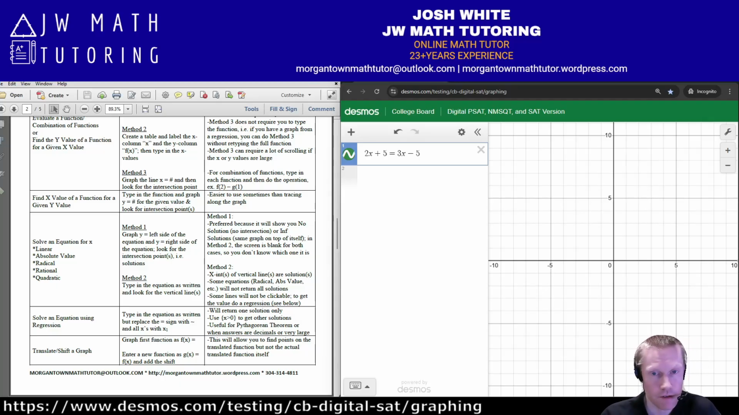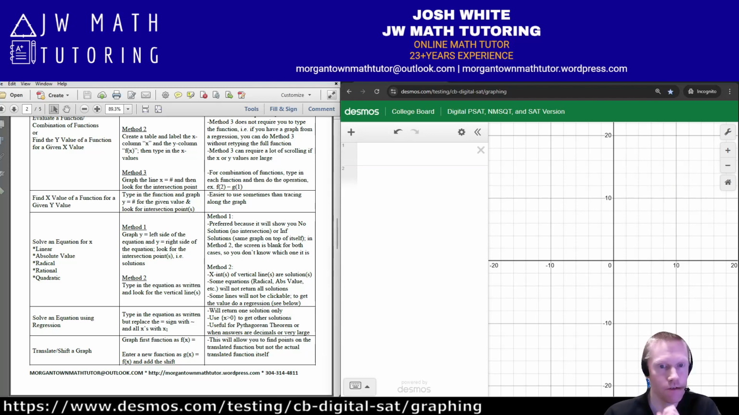So here's a basic linear equation, right? I type it in. Notice I don't see anything, but that's because I have to zoom out a little bit. All right, so notice here there is one vertical line, and it is at x equals 10, because I can click on this point 10, 0. So my answer to this would just be x equals 10.